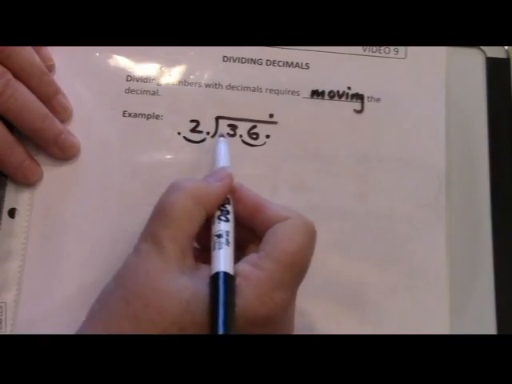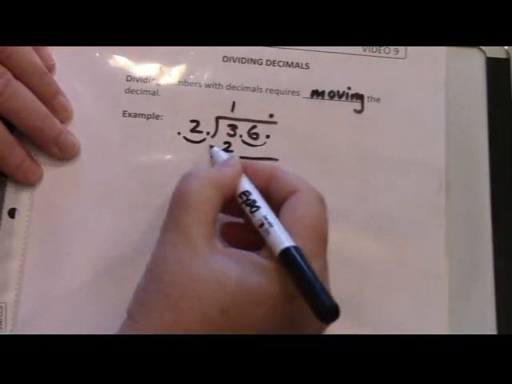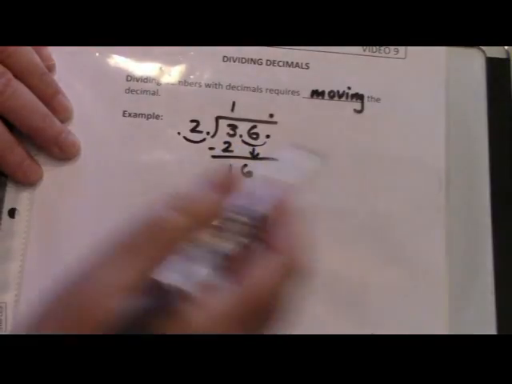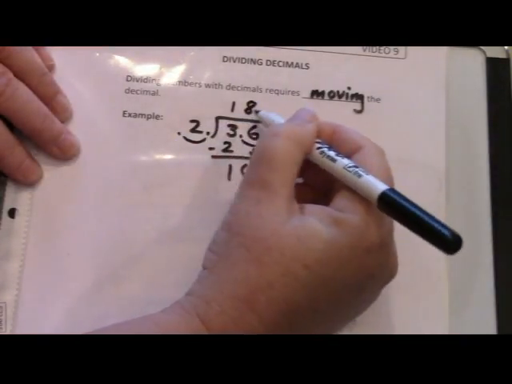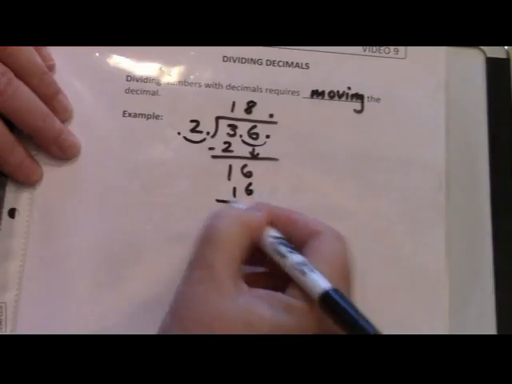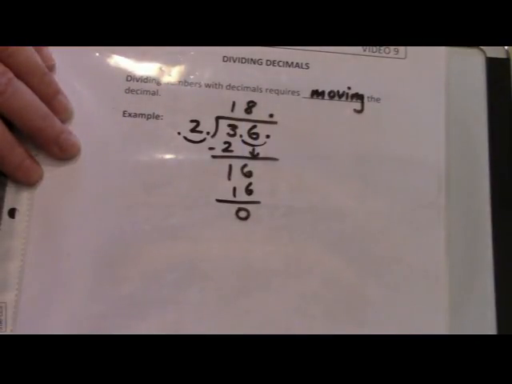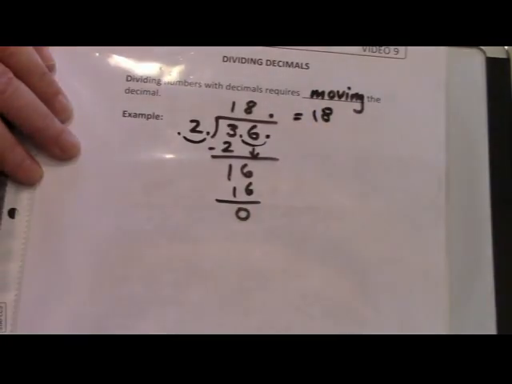I know that 2 will go into 3 one time. I subtract that, I get 1. I'm going to bring down that 6. And then 2 goes into 16 8 times because 2 times 8 is 16. And so my number is 18. The decimal's on the back of it, which means this simply just equals 18. So let's take a look at another example.